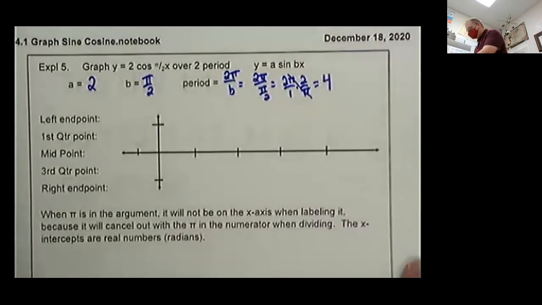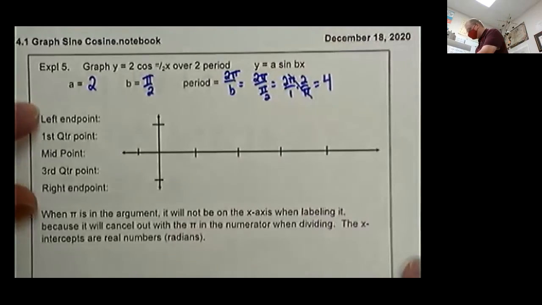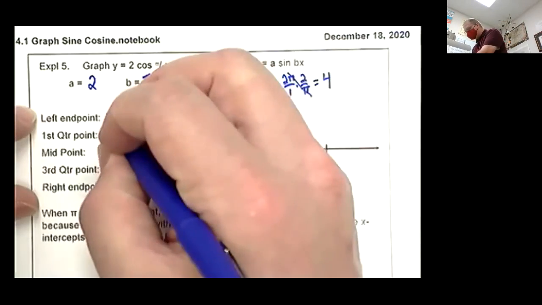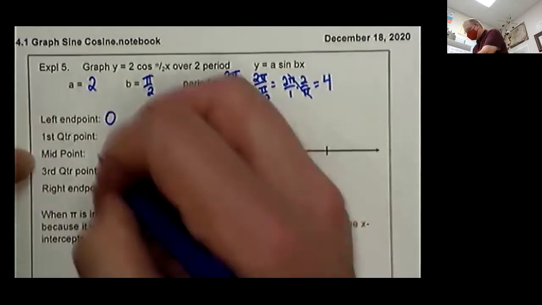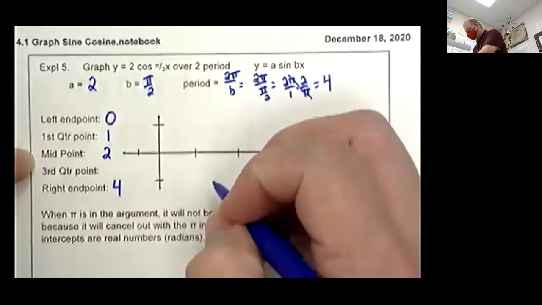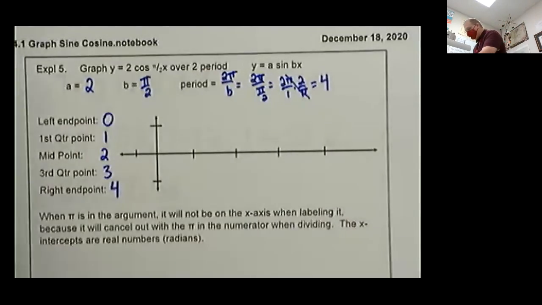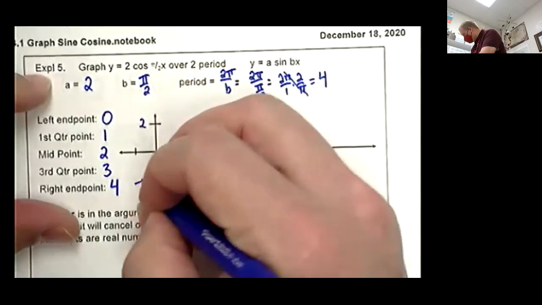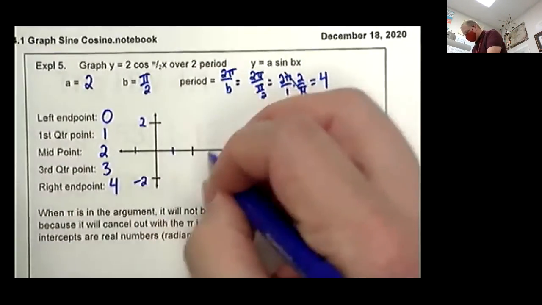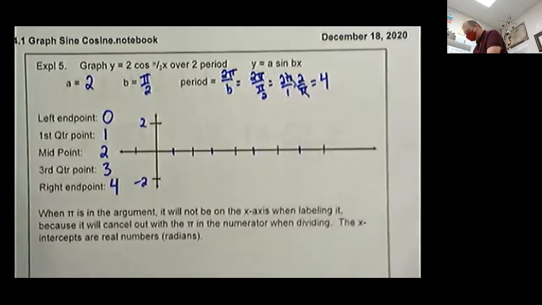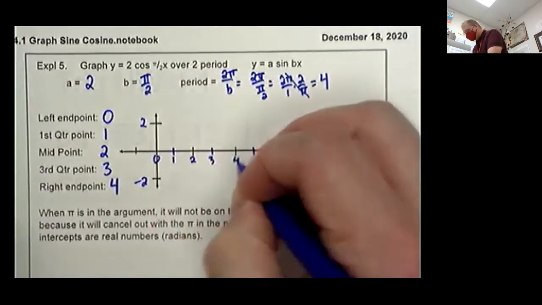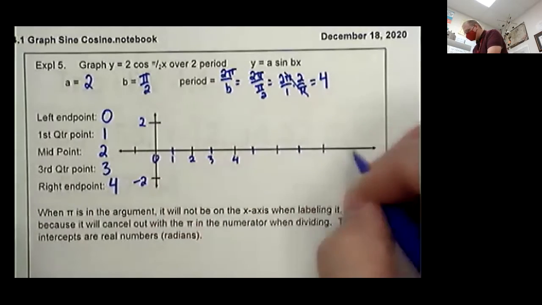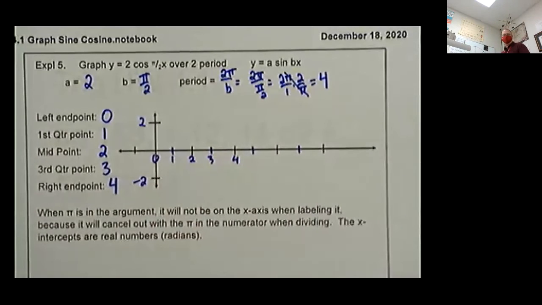And so this is going to be for our first endpoint. The left endpoint is still 0. Our right endpoint, we're stopping at 4. Therefore, our midpoint has to be 2. Our first quarter point is 1. Our third quarter point is 3. Our amplitude is at 2 and -2. I'm going to add in values here on this graph. So here is our 0, 1, 2, 3, and 4. And then we're also going to look at the second period here in a second.